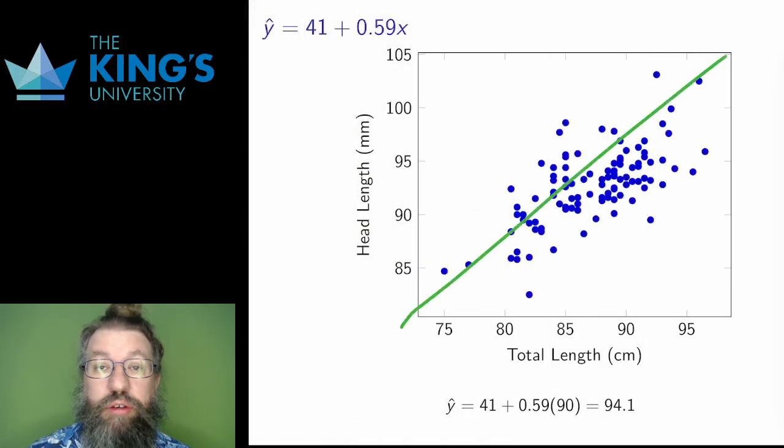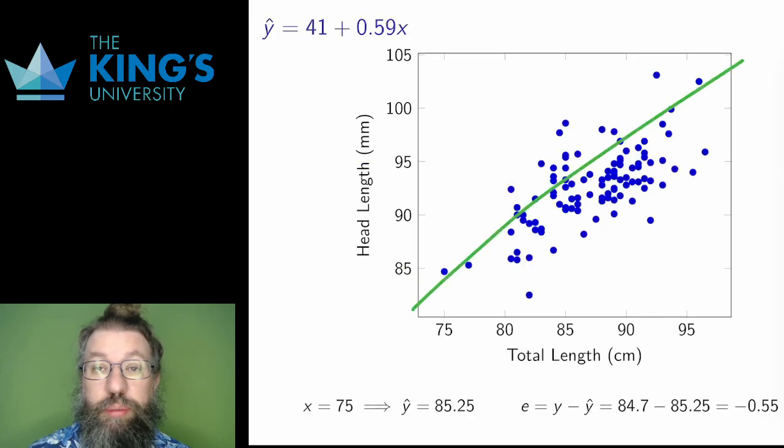This is a linear regression then, a line meant to fit the data. It can then be used to make predictions. If I put a body length into the equation of the line, say 90 centimeters, then the linear regression predicts a 94.1 millimeter long head, and these predictions can then be compared against future data.